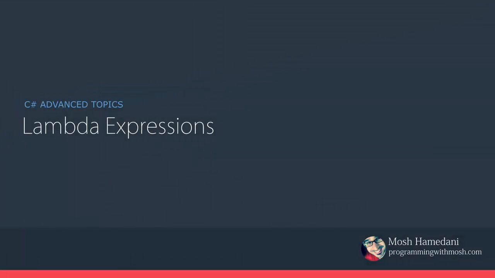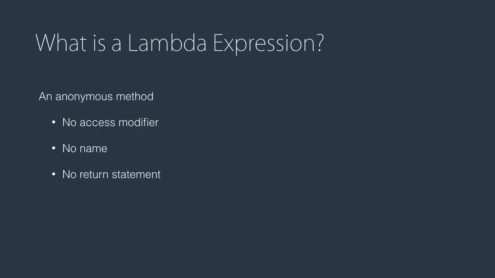So lambda expressions. What are these lambda expressions? A lambda expression is nothing but an anonymous method. That is a method that has no access modifier, like public or private. It has no name, and it has no return statement.